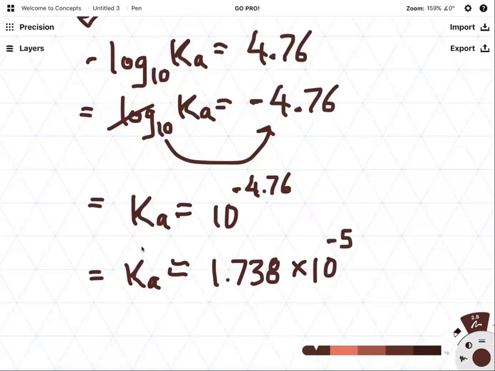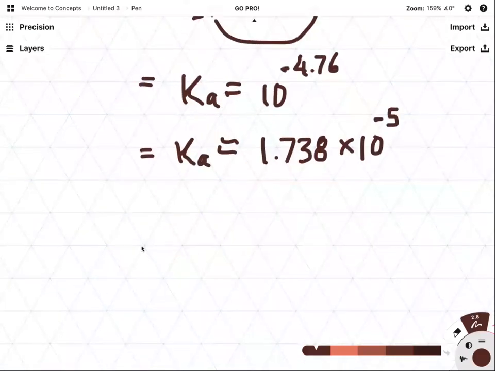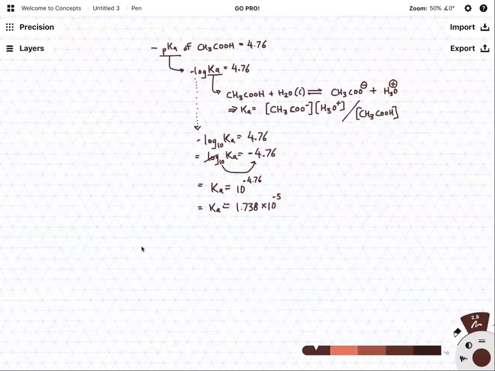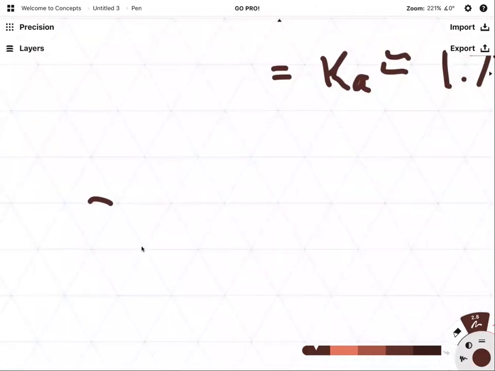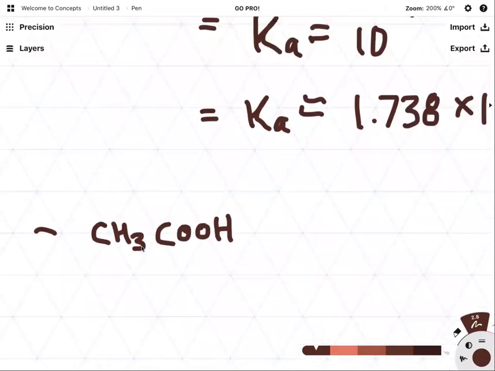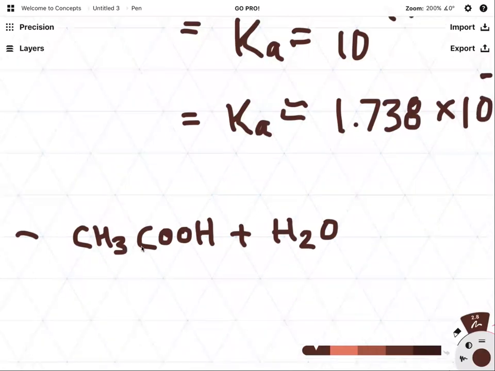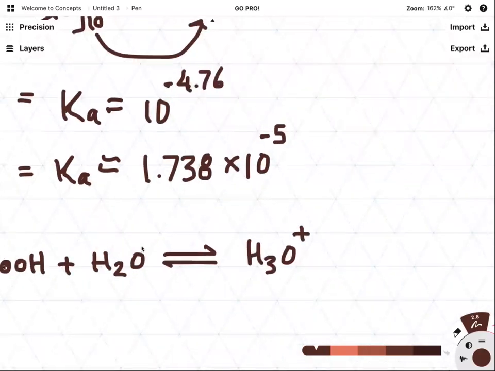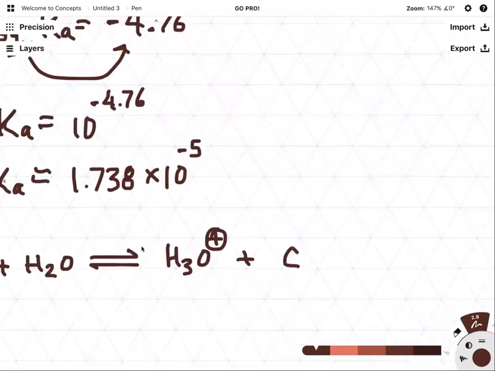Now, if we look at what they're actually asking, the question says, what is the value of the equilibrium constant KEQ for the following equilibrium? So the equilibrium that they've given us is CH3COOH plus H2O, and this is the little trick because the water is part of this equilibrium. This is aqueous solution. Forming H3O plus and CH3COO minus.